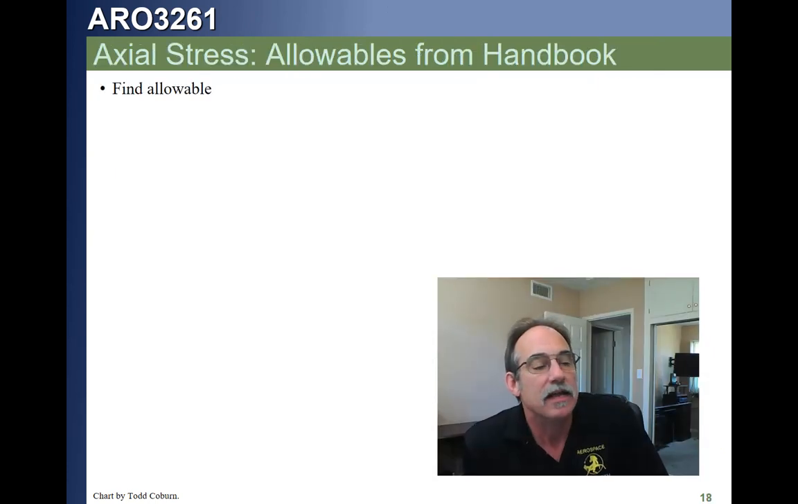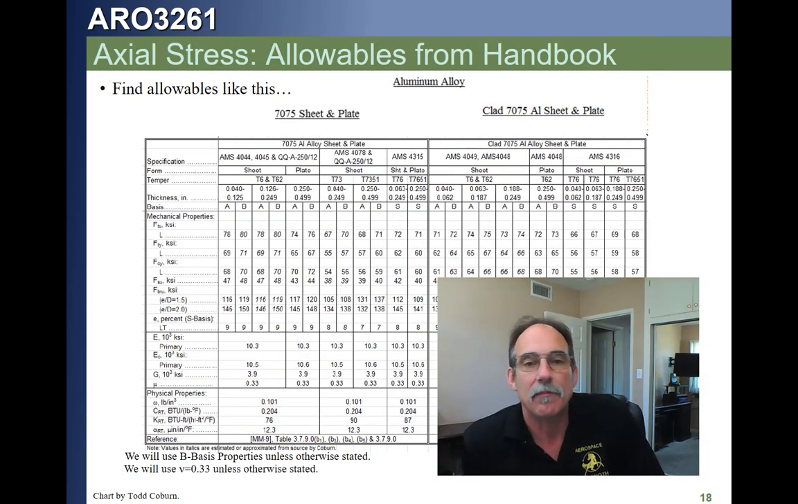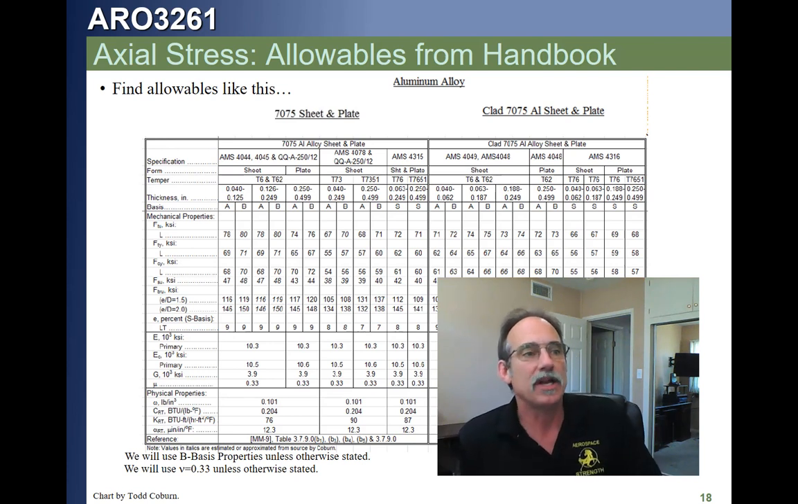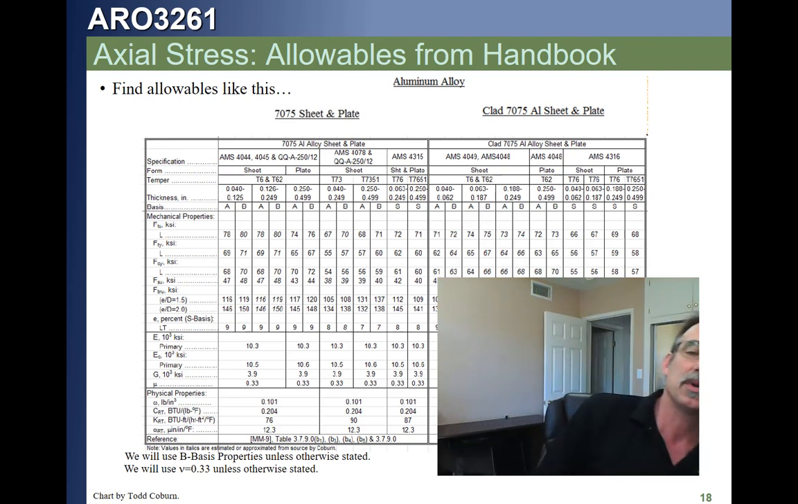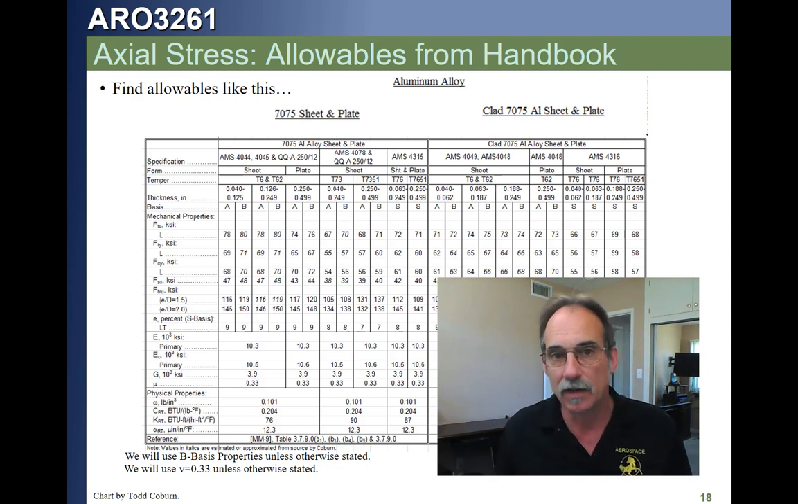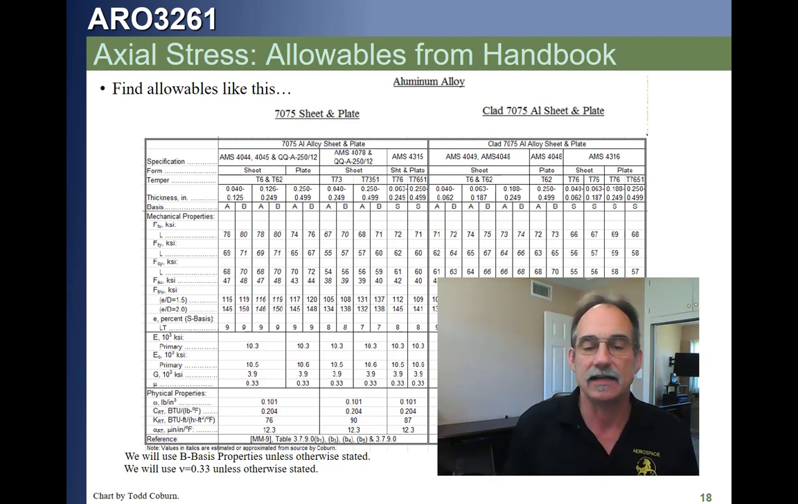Okay, so take a look at your handbook, flip back to the appendix, and what we're going to do if we're trying to find allowables for material, first we're going to find out what kind of material it is. Is it aluminum? Is it a steel? Is it titanium? Right? Magnesium. I think I finally added some magnesium to our handbook. Then you're going to figure out what is the grade. So 70-75 is a typical grade.